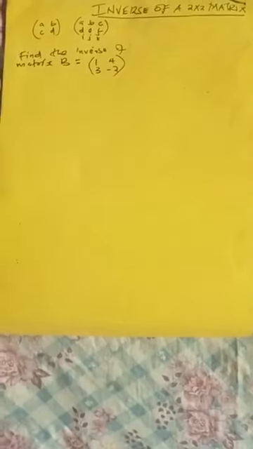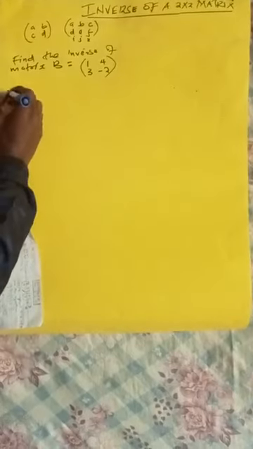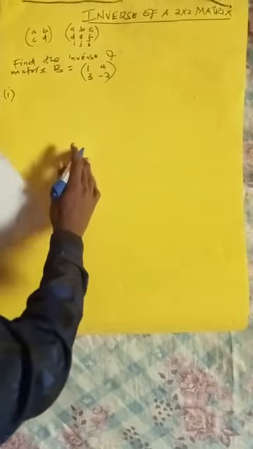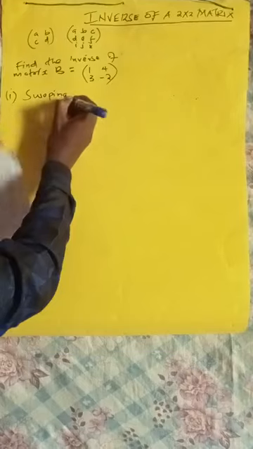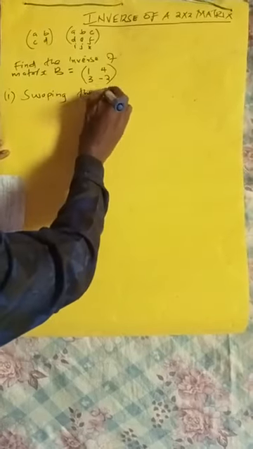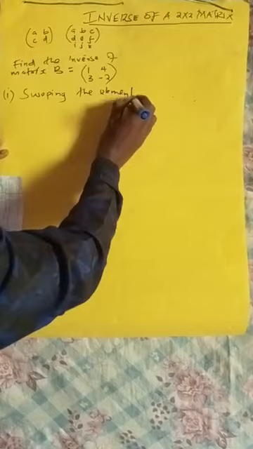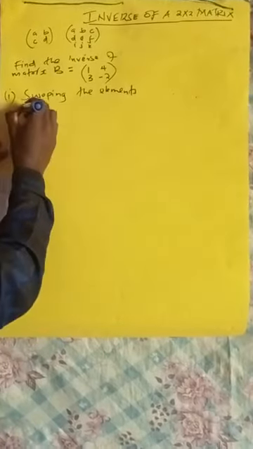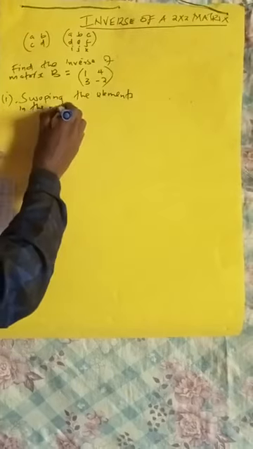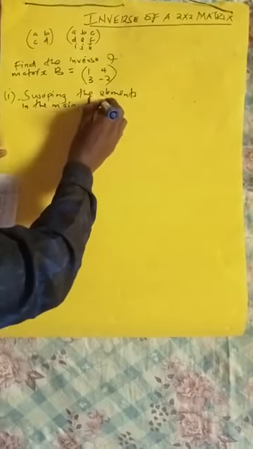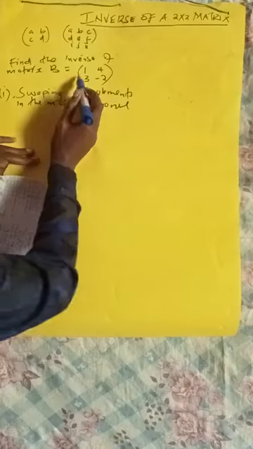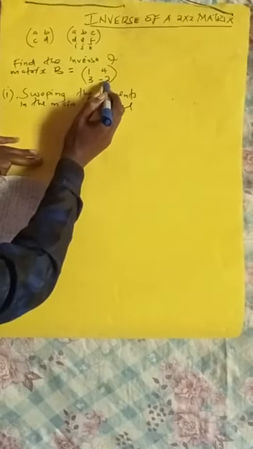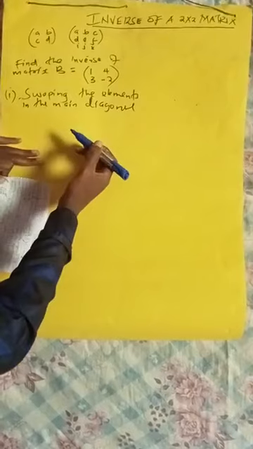So for us to get the inverse, I have a procedure here that will help us very fast. Procedure number 1: swapping the elements in the main diagonal. Swapping means when 1 is here, it will come down, then 2 will come up. That is the meaning of the word to swap.